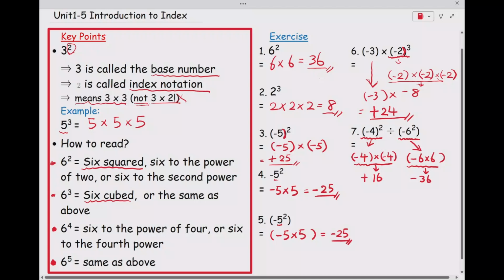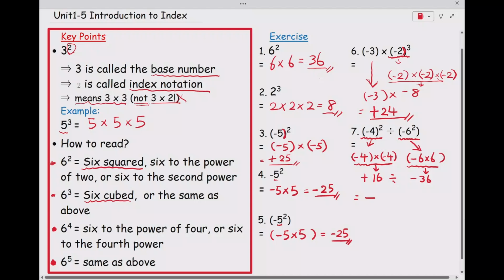Now, going back to the original equation, bracket minus 4 to the second power, divided by bracket minus 6 to the second power and close bracket. And now we know that bracket minus 4 to the second power is plus 16. And bracket minus 6 to the second power and close bracket is minus 36. So the final equation will be 16 divided by minus 36. To calculate this, the sign of the answer will be minus or negative.